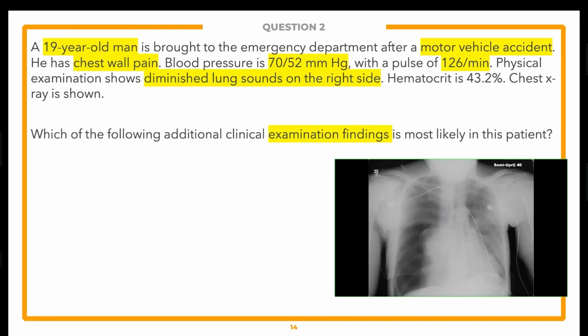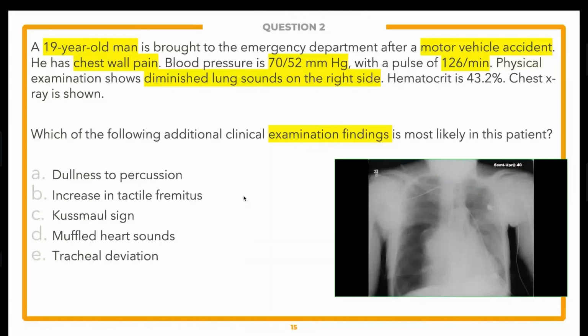So a couple important points here: understanding the clinical picture, understanding the acuity of his illness, and understanding what additional exam findings I am going to find. So let's look at the options and address this one by one. We have option E, tracheal deviation. Option D, muffled heart sounds. Option C, Kussmaul sign. Option B, increase in tactile fremitus. Option A, dullness to percussion.